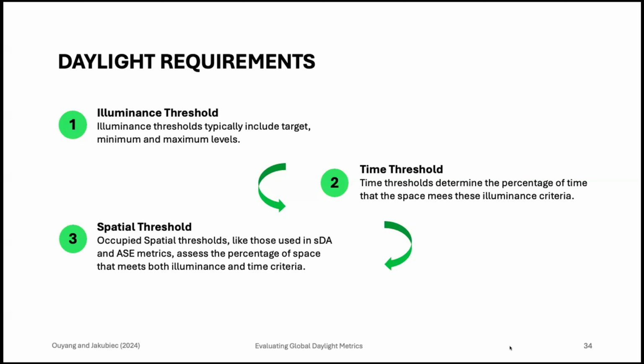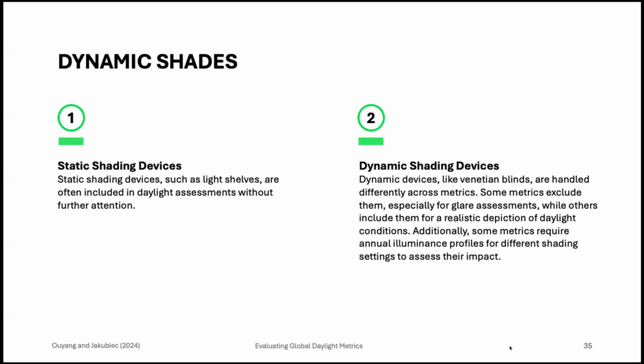Daylight requirements and metrics are typically defined by 3 criteria: illuminance, time, and spatial thresholds. Illuminance thresholds include target, minimum, and maximum levels. Time thresholds determine the percentage of time that a space meets these illuminance criteria. Finally, spatial thresholds, like those used in SDA and ASE metrics, assess the percentage of space that meets the illuminance and time criteria.